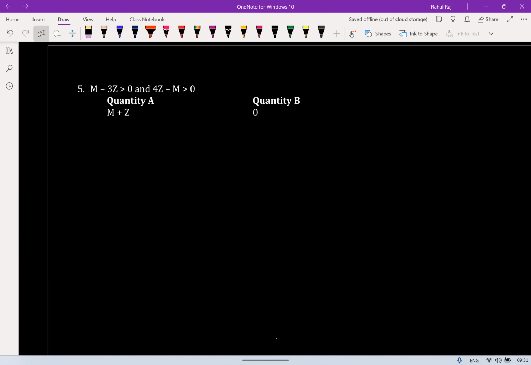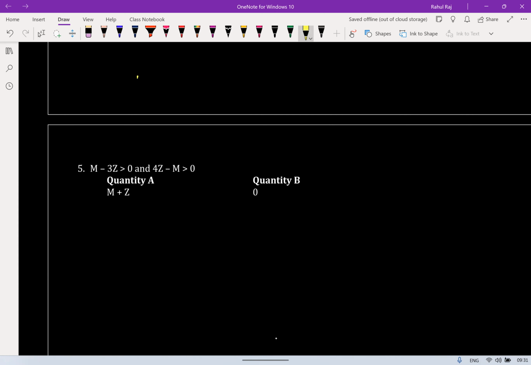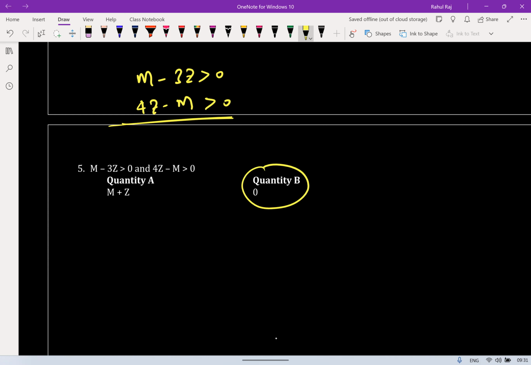So there are two equations given in front of you. There's M minus 3Z is greater than 0. The other says 4Z minus M is greater than 0. If there are two equations given to you, can't you solve these equations? After all, why have they given you two equations? Solve for M or solve for Z? Whatever you want. Now that is your thought process that needs to be built. The point is what we have to find. Quantity B is defined as 0.